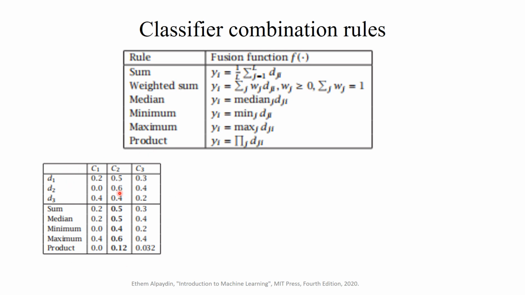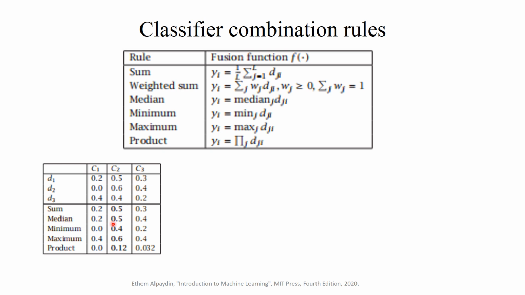This is the sample data. We have 3 classifiers, C1, C2 and C3, and we have the predictions D1, D2, D3. So for each classifier, there are different predictions for 3 different classes here. So the corresponding predictions for the 3 classifiers are listed. As per the sum rule, it is the average of the 3 predictions. So for classifier C1, the average of 3 predictions is 0.2, C2 is 0.5, C3 is 0.3. We could find, as per the sum rule, classifier C2 is having the maximum value.